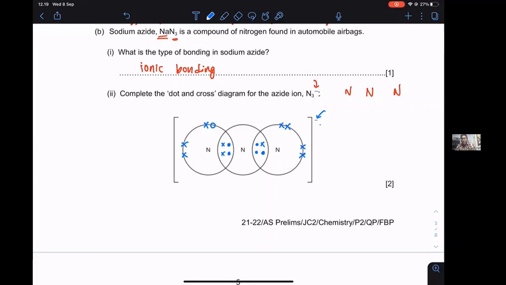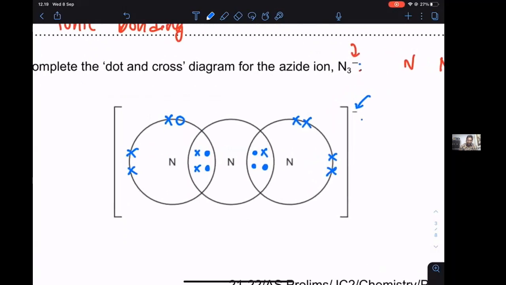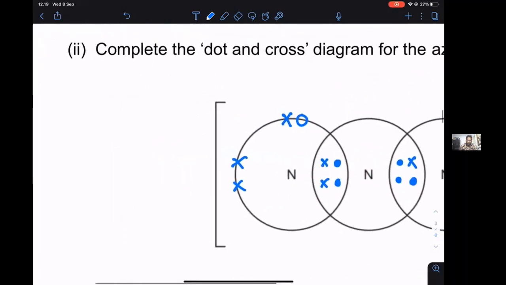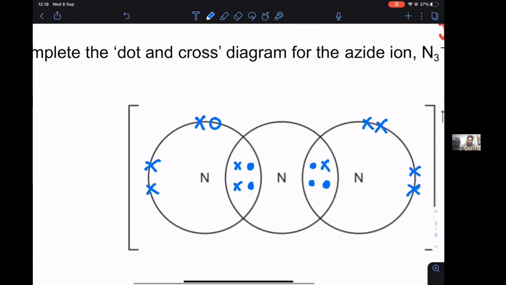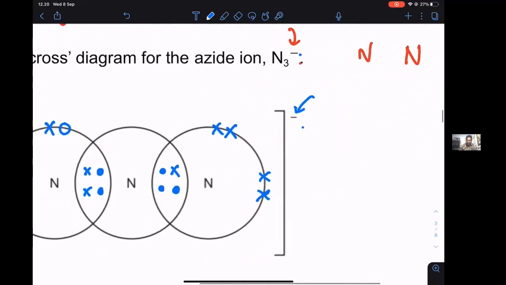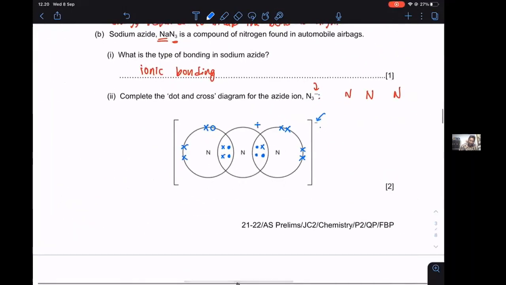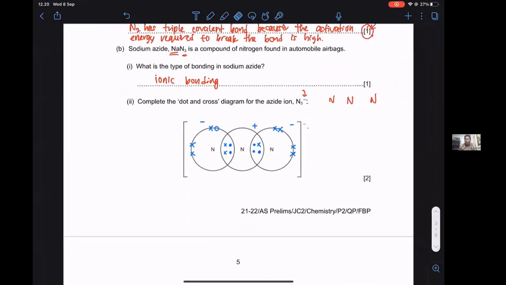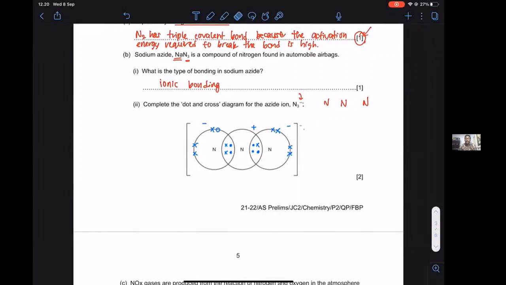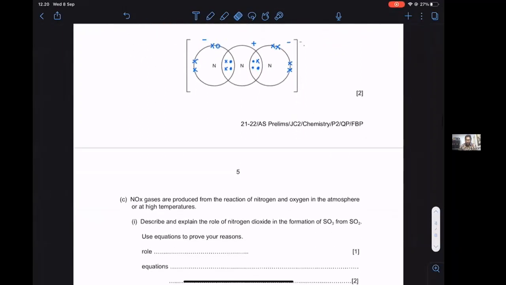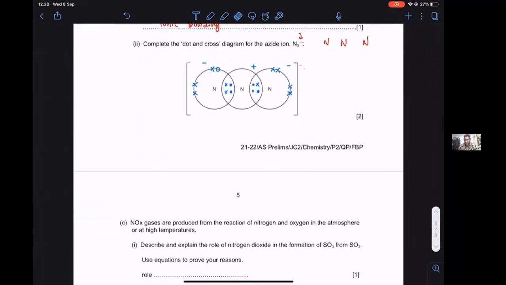Anyway, this is how you draw it. There will be 2 double bonds. If you look at it, the nitrogen in the middle has 8 electrons, the nitrogen over here has 8 electrons, and the nitrogen over here has 8 electrons. They are positive here, negative, negative. Total charge is going to be -1. This is how you get them sorted out. So this is the cross and dot diagram for the azide ion.